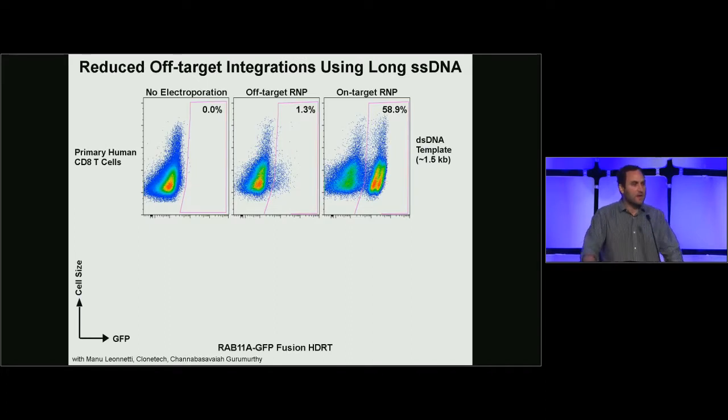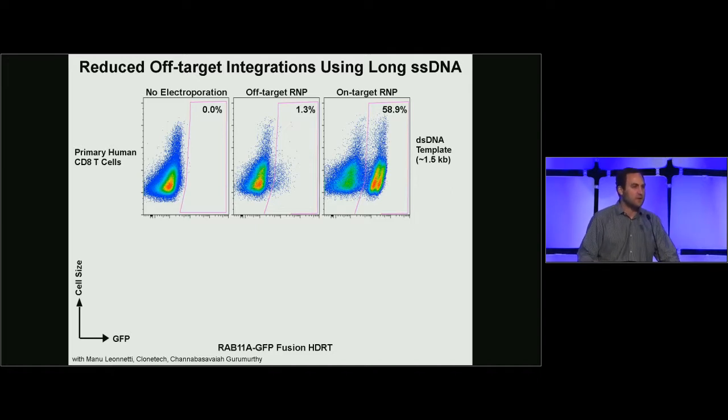Now, I showed you some evidence that this is specific, but if we think about clinical applications, we really want to make sure that we're avoiding off-target integrations of these templates. So to really stress this, what we did is we combined the DNA template with an off-target cut in the genome, so using a guide RNA that cuts at a different site at high efficiency.